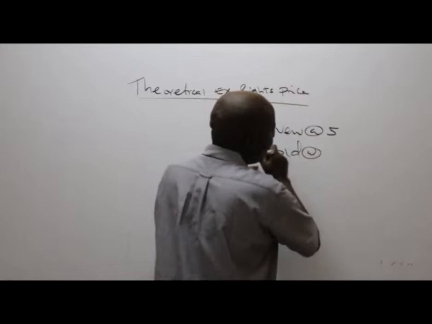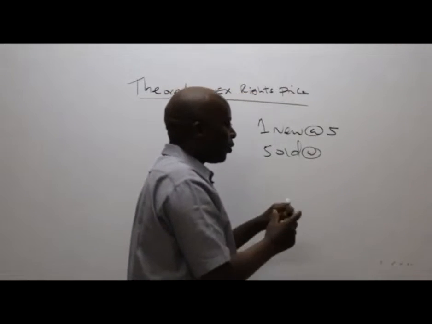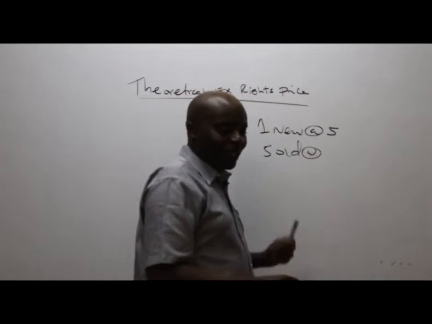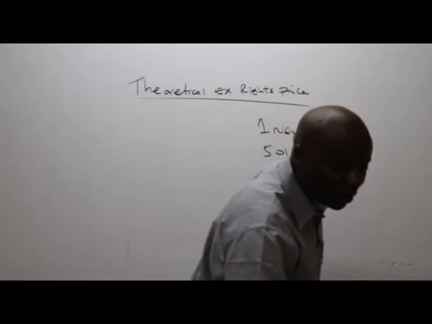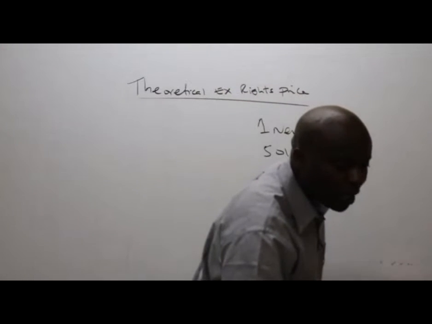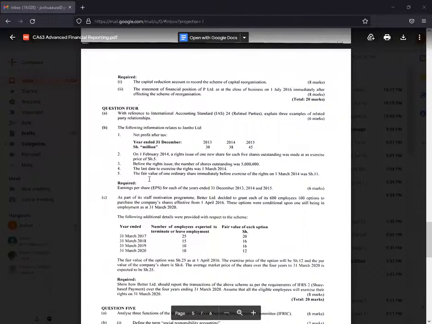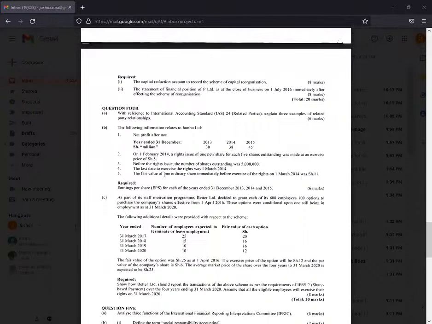And then the old shares, they'll tell you the price of these old shares. So what do we have over here? They have told us in note number 5, the fair value of 1 ordinary share immediately before the exercise of the rights on 1st March 2014 was 11. So this is the price of the old shares before the rights.